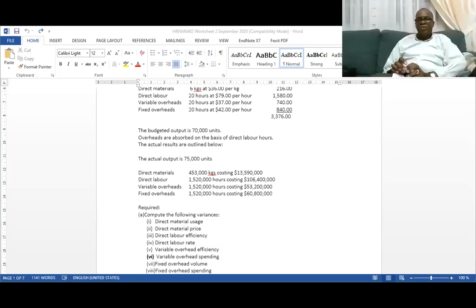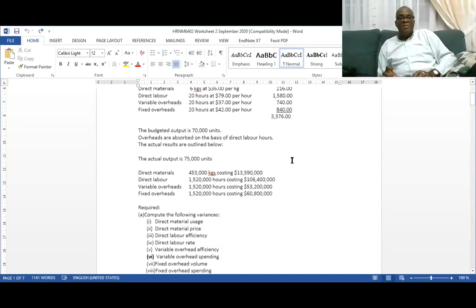Okay, good. So the fixed overhead volume variance is, open brackets, budgeted output minus actual output, close brackets, multiplied by standard fixed overheads per unit. Don't make the mistake. A lot of students make the mistake and multiply by 42, as in $42 per hour. But remember, 42 is per hour. But we don't have hours in our bracket.